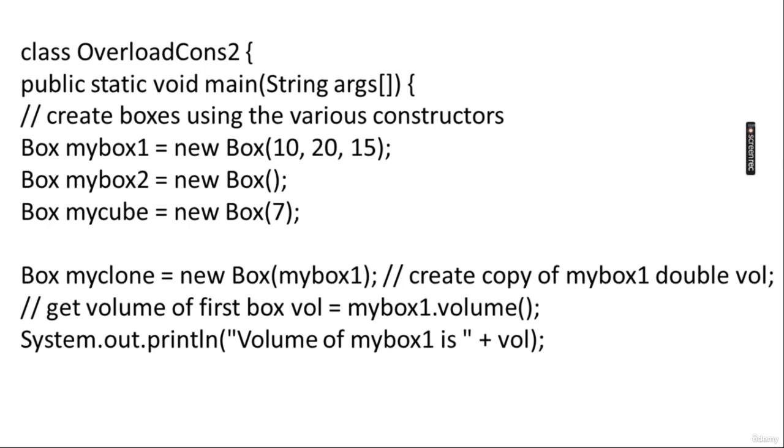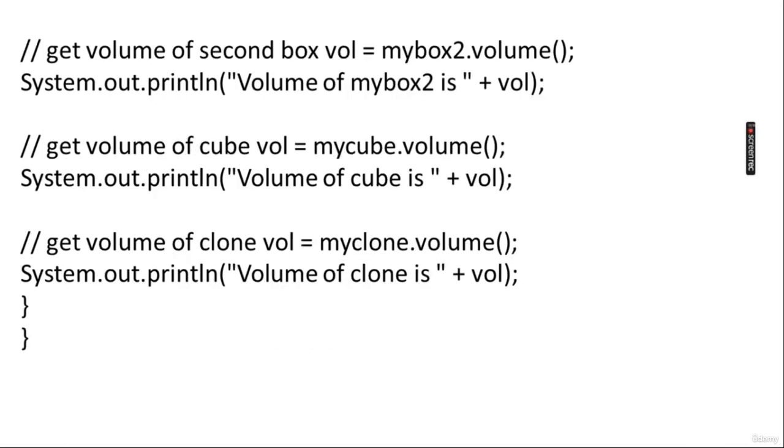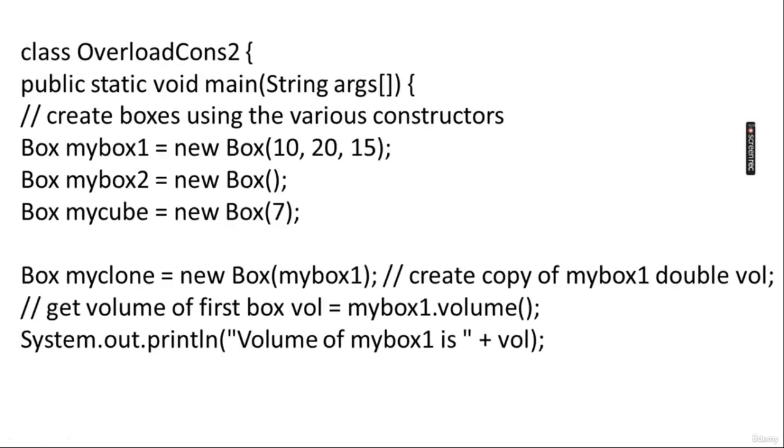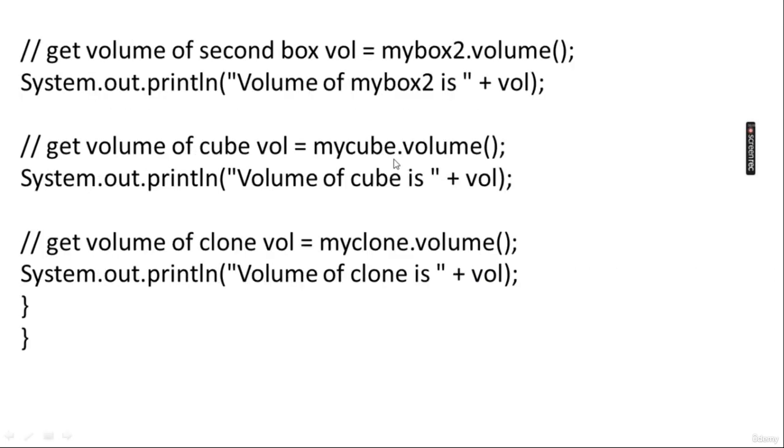Create copy of mybox1. Double volume: get volume of first box. Volume is equal to mybox1.volume. So I will get the volume of three boxes: mybox2.volume, mycube.volume, and get volume of the clone also. So that will be same as your first one. Why? Because it is the exact copy of the object that we have already created with 10, 20 and 50.